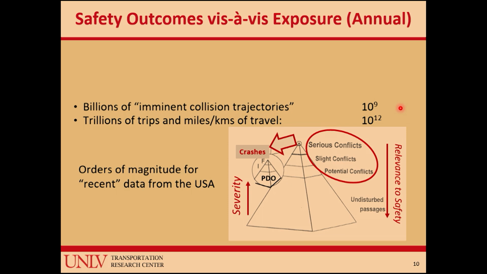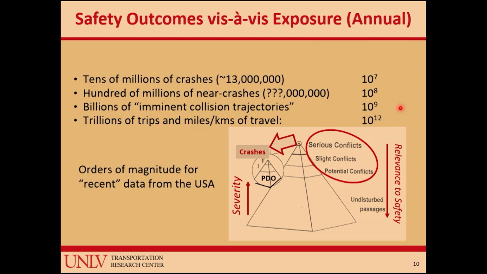We have billions of imminent collisions, trajectories that could possibly collide, but the users took some action to avoid it. We have hundreds of millions of crashes. These are US data, I think from 2021 or 2022. So that is 10 power 8. So 10 power 12 to 10 power 9 to 10 power 8. We have tens of millions of crashes every year.